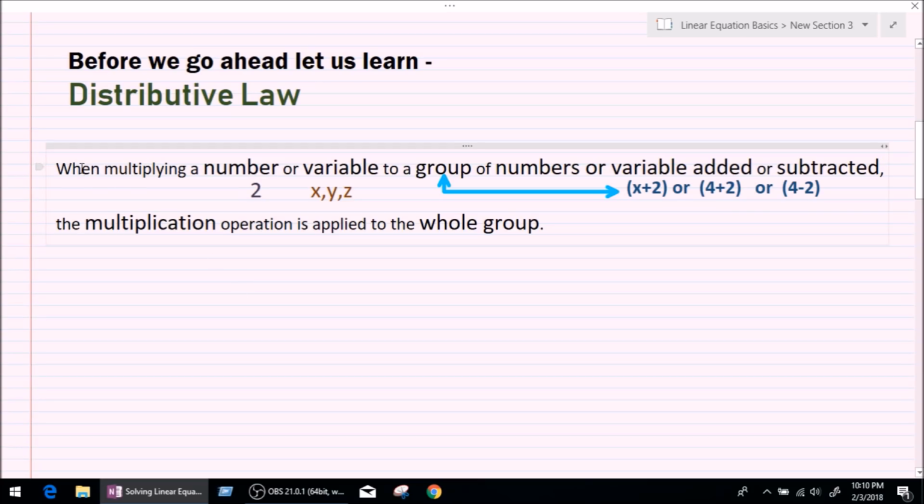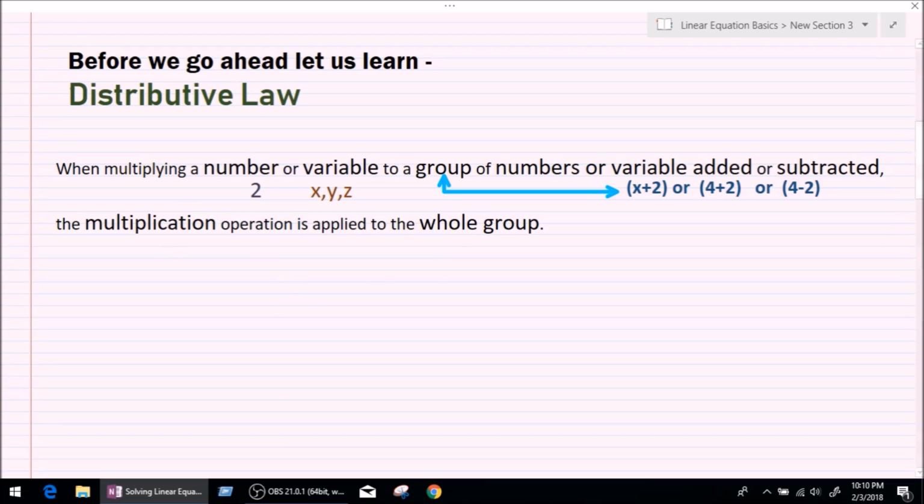It says when multiplying a number or variable to a group of numbers or variables added or subtracted together, as you can see, numbers like 2, 3, 4, 5, variables like x, y, z, and groups like x plus 2 or 4 plus 2 or 4 minus 2, the multiplication operation is applied to the whole group. Now what does this actually mean?